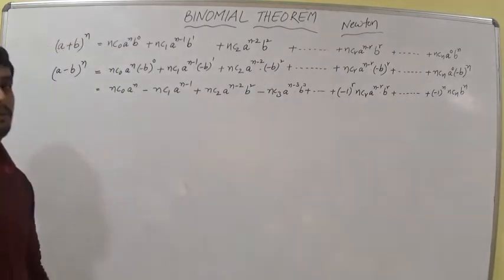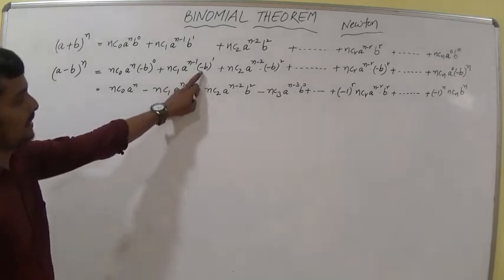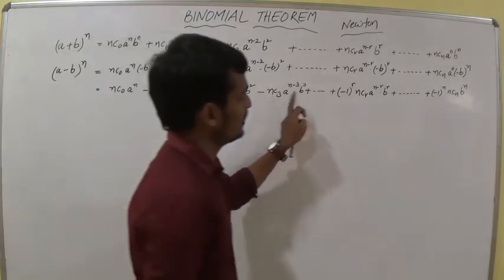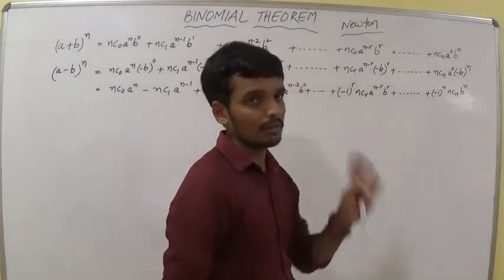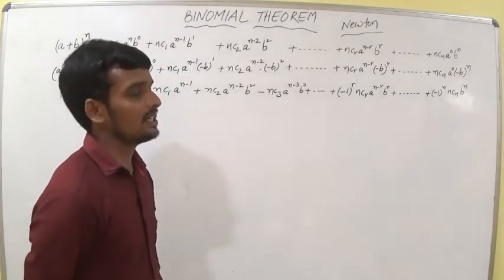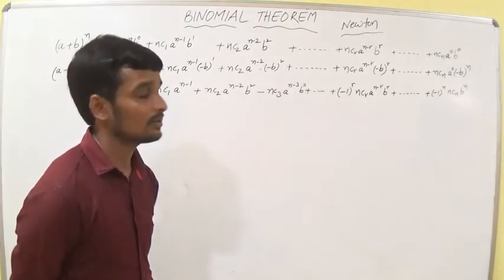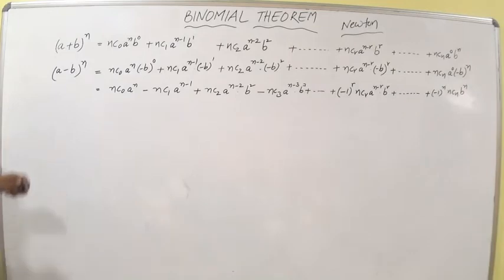nCn a power 0 b power n. Observe clearly. If b is negative, in the second term, fourth term, sixth term, we can't decide here. If r is an odd number, it becomes minus, so the term is negative. If r is an even number, the term is positive. So this is (a plus b) whole power n, and this is (a minus b) whole power n.